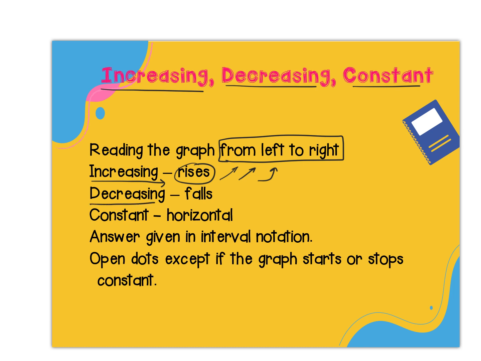Decreasing means that as I'm going from left to right, the graph is going down and to the right. Constant means that as I go from left to right, there's no change at all. It's not going up or down, it's just going to the side. And again, my answer is going to be given in interval notation. Open dots is what you're going to use, except if the graph starts or stops at a constant. And again, I'll talk about that.